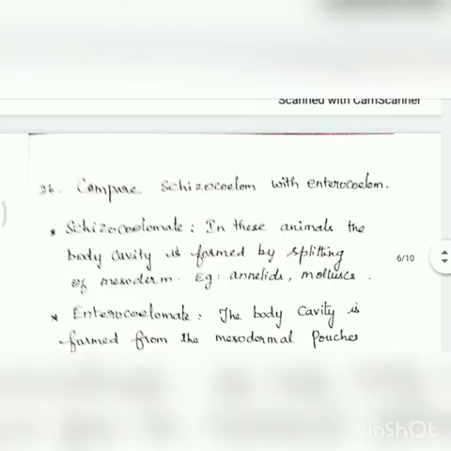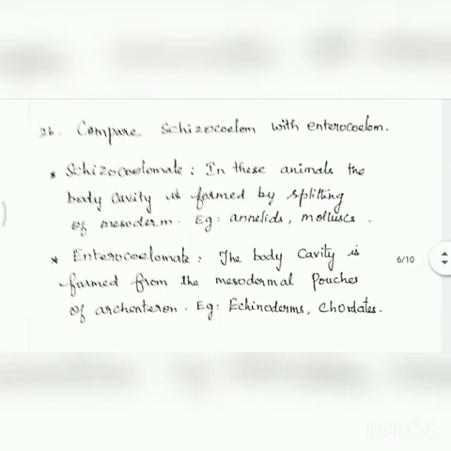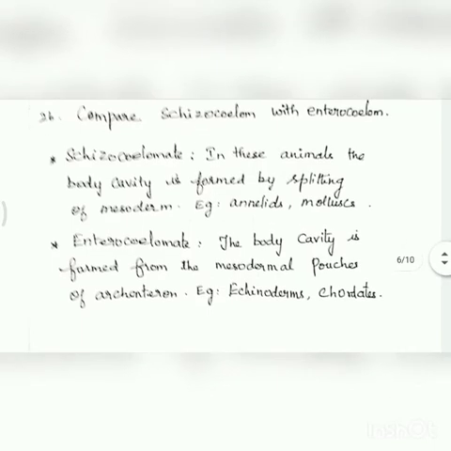26th question. Compare schizocoelom with enterocoelom. What is schizocoelomate and enterocoelomate? Schizocoelom means the body cavity is formed by splitting of mesoderm. These are the two types seen in eumetazoa. Enterocoelomate means the body cavity is formed from the mesodermal pouches of archenteron. You have to write the examples.